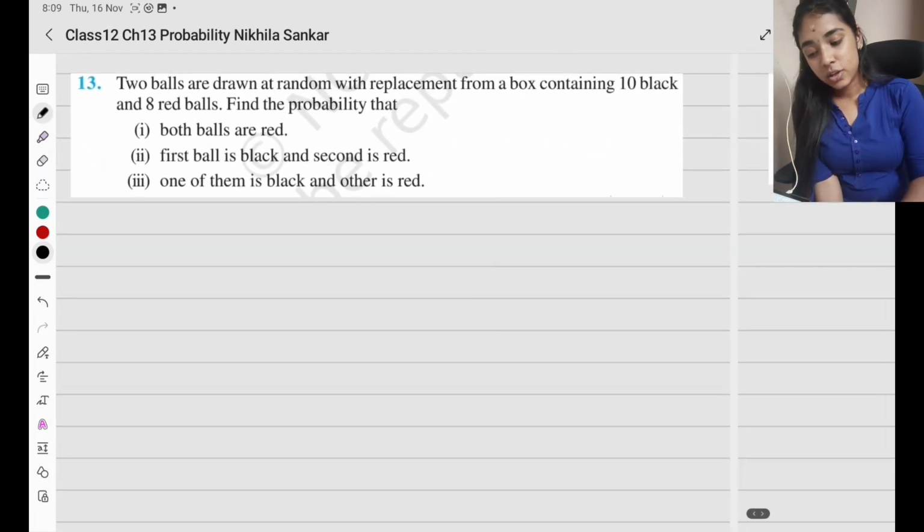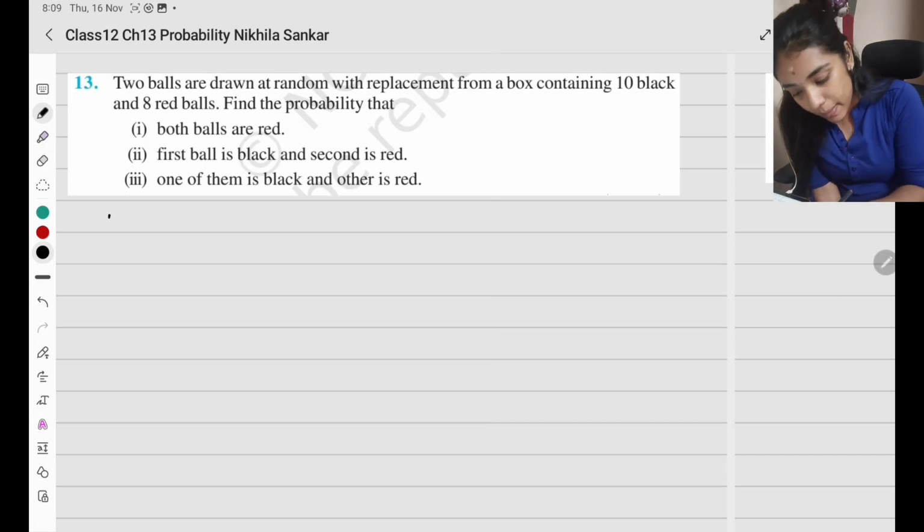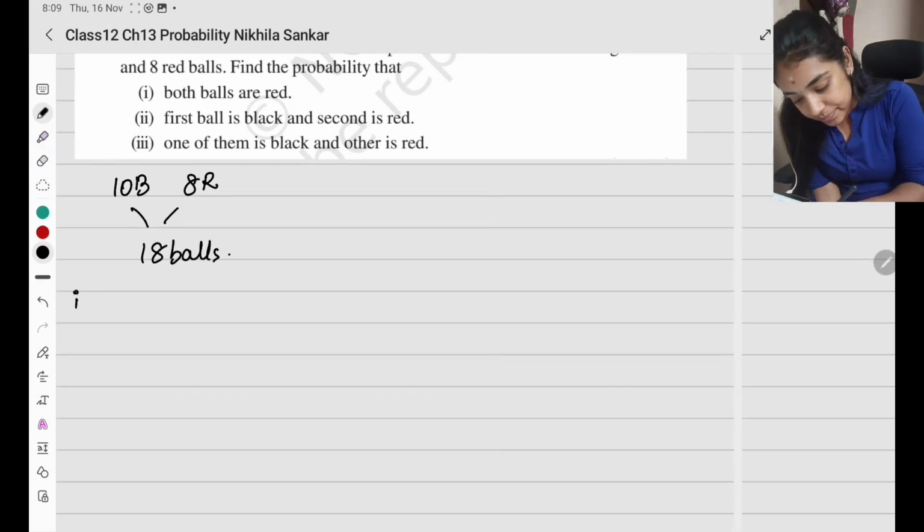Question number 13. 2 balls are drawn at random with replacement. So far we saw without replacement, now with replacement, from a box containing 10 black and 8 red balls. So total how many are there? 18 balls. Find the probability that both the balls are red. So both the balls are red means what?